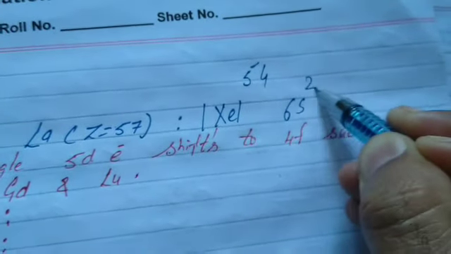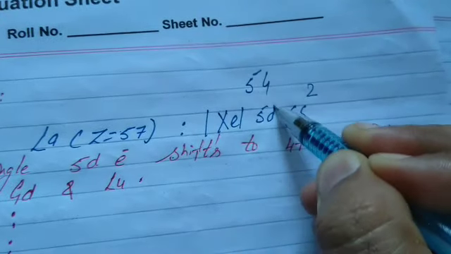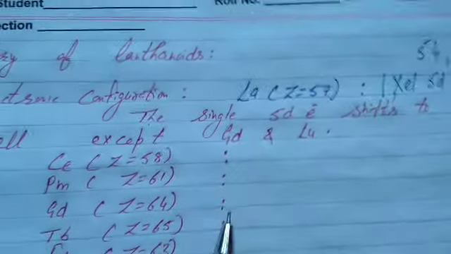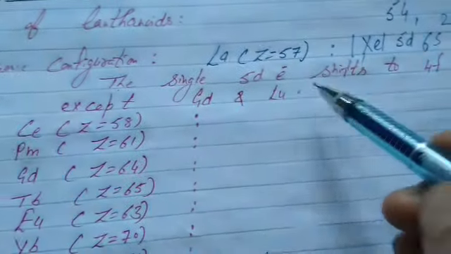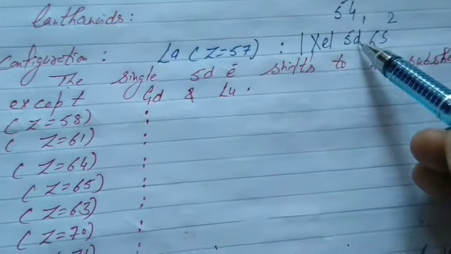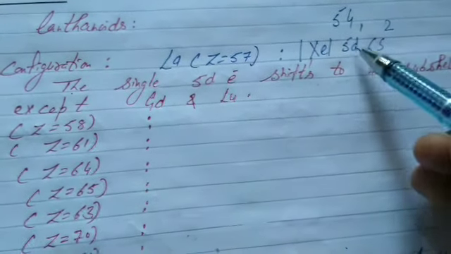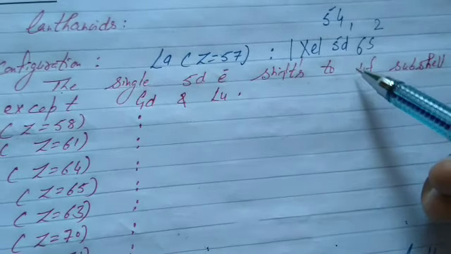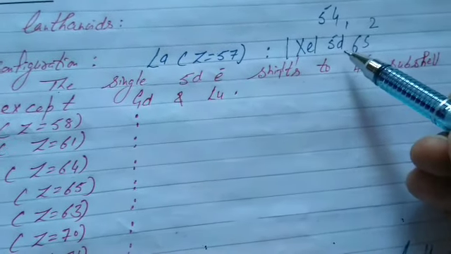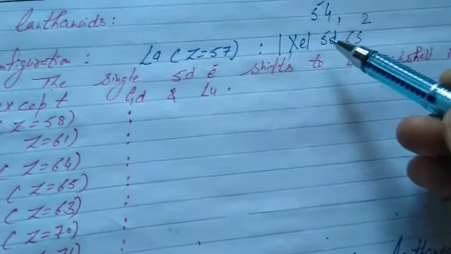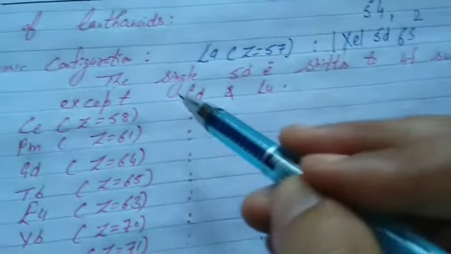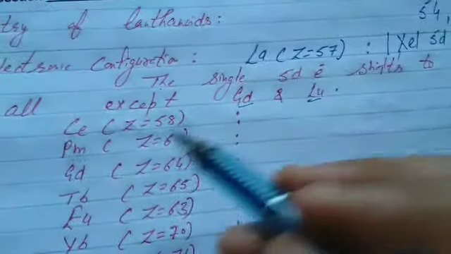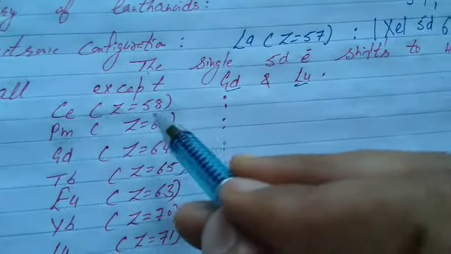6s2, 5d1. Lanthanum is 57. After lanthanum, the 14 members are called lanthanoids. Students, the single 5d electron shifts to the 4f subshell due to symmetry. When the d subshell is vacant, there is symmetry: orbitals of the same energy should have the same electrons. When we proceed to lanthanoids, we transfer this electron to the 4f subshell in all except gadolinium and lutetium. Please come here. What is the electronic configuration of cerium? Very easy, students.